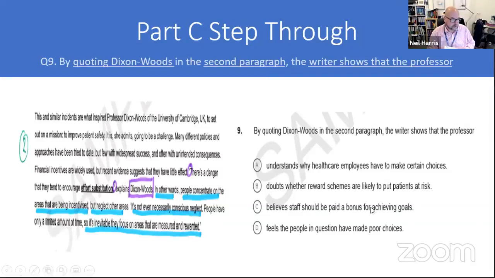Believe staff should be paid a bonus. No, she's not arguing for bonuses. She's talking about the impact of incentivization, not the benefits of incentivization itself, be they financial or other. And she doesn't really talk about the choices being poor choices. She really seems to understand the mechanism by which this happens. It's not even necessarily conscious neglect. She understands, she empathizes with their decision-making. Option A is the correct answer.